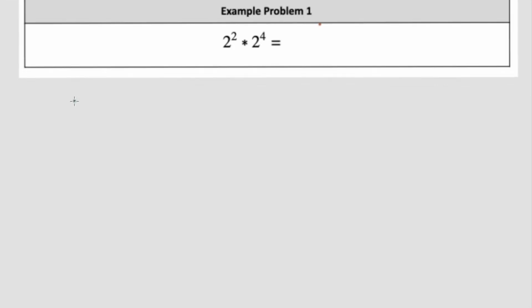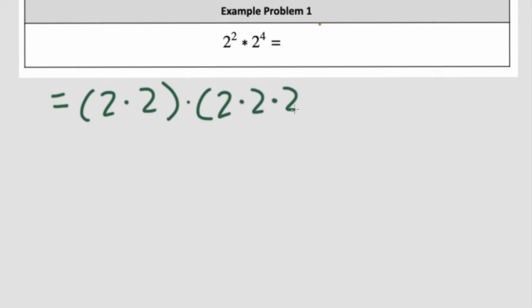Cool. So example problem number 1 tells us that 2 to the power 2 times 2 to the power 4 is equal to blank. Let's parse this out. We know from the previous lesson that 2 to the power 2 is the same thing as 2 times 2. Also, 2 to the power 4 is equal to 2 times 2 times 2 times 2.